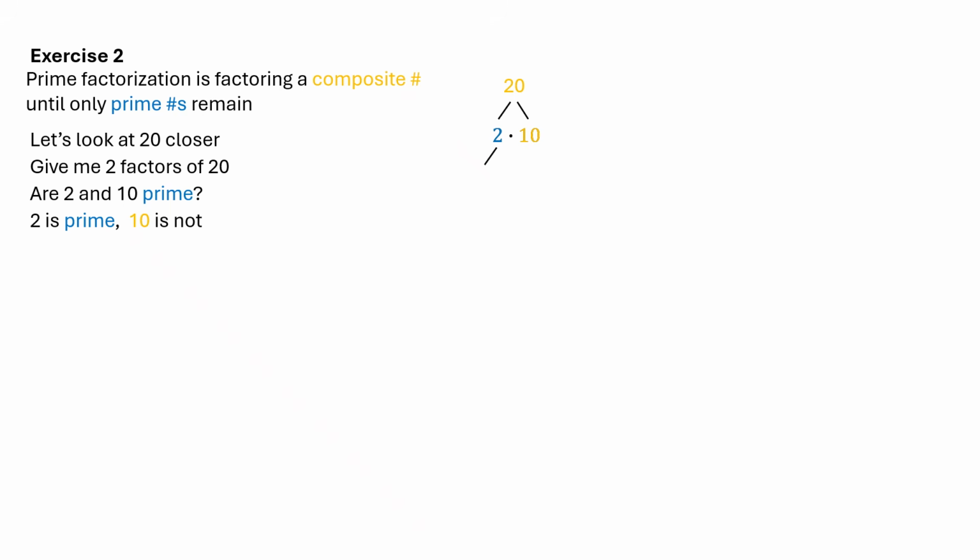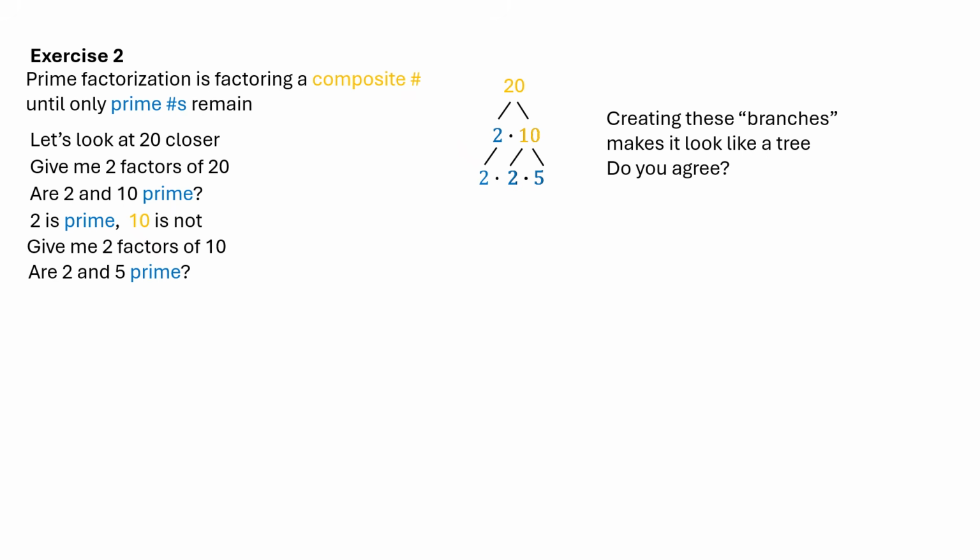So I'm going to bring the 2 down. And then give me 2 factors of 10 to break it down to. If you guessed 2 and 5, you'd be correct. Now, are 2 and 5 prime? Yes. And because of that, you're done with your prime factorization. So the prime factorization of 20 is 2 times 2 times 5.